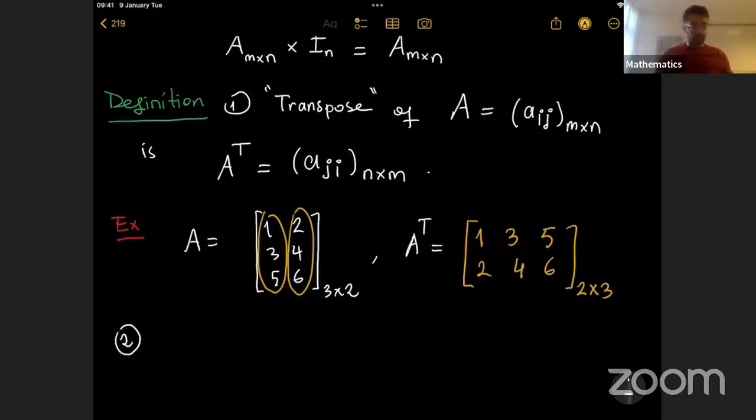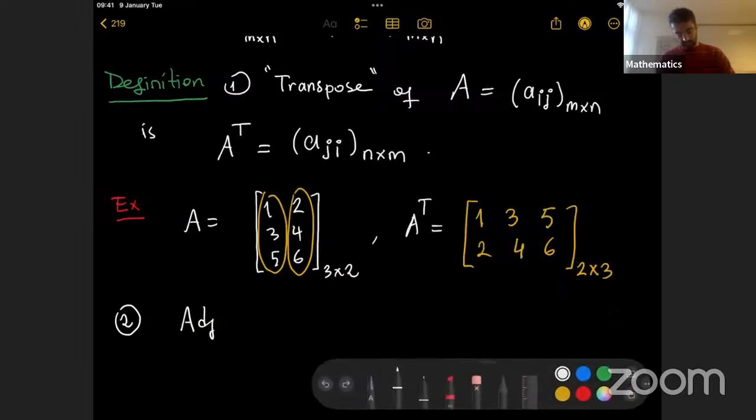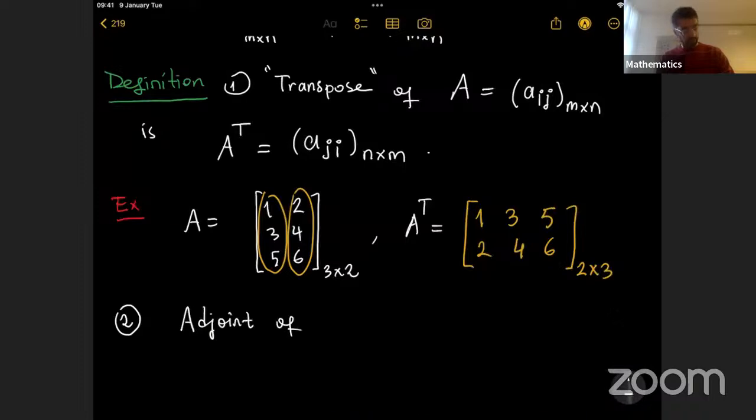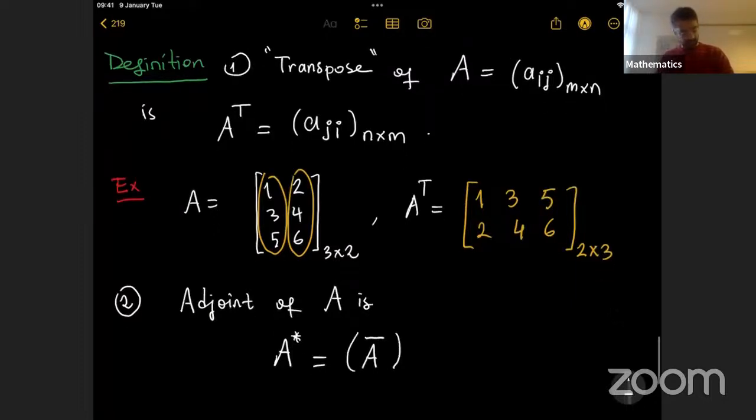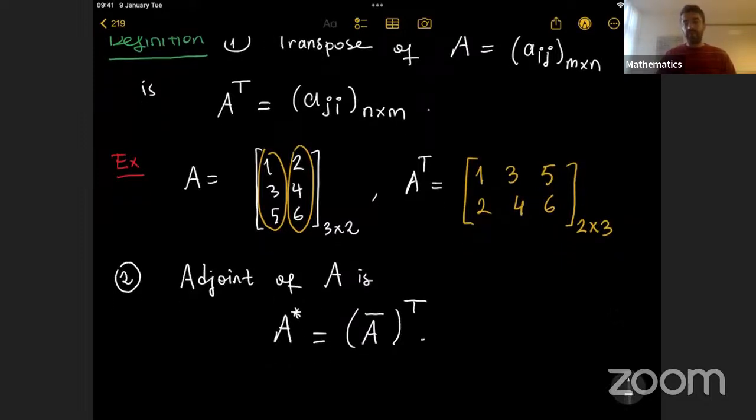Well, we have one more definition, then we will give a break. The adjoint of A is denoted by A star. It's basically you take the conjugate of the matrix. That means you take the conjugate of each entry and then take the transpose of it. Okay. Well, if it's a real matrix, the conjugate will be the same, right? The conjugate of a real number is itself. So it's basically the transpose.